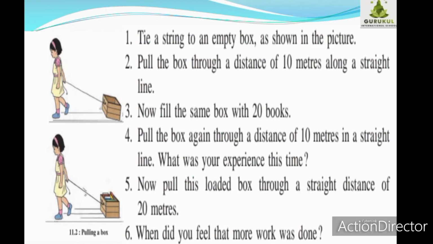Now, students, let us study more about work. To understand work, let us try this small experiment. To perform this experiment, we need a box, thread, and books. First of all, tie a string to an empty box as shown in the picture. Then pull the box through a distance of 10 meters along a straight line. Children, you are supposed to pull the box up to 10 meters. Now fill the same box with 20 books and pull the box again through a distance of 10 meters in a straight line.